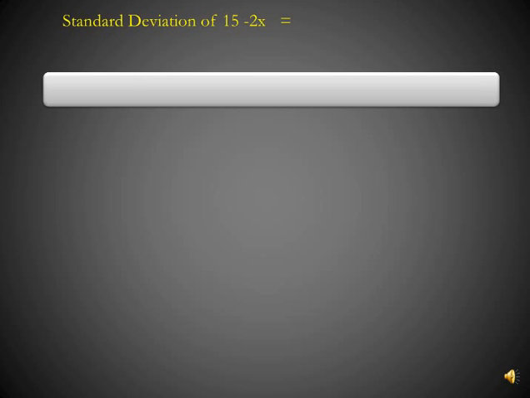So, standard deviation of 15 minus 2x is 2 into 4, that is 8. So, variance of 15 minus 2x is 8 whole square, that is 64.